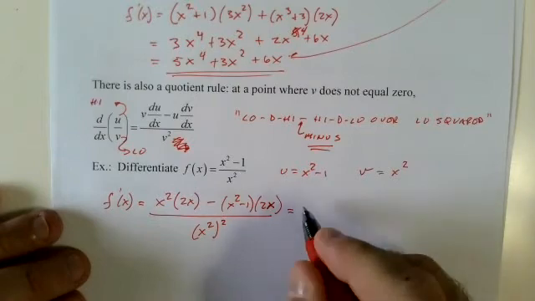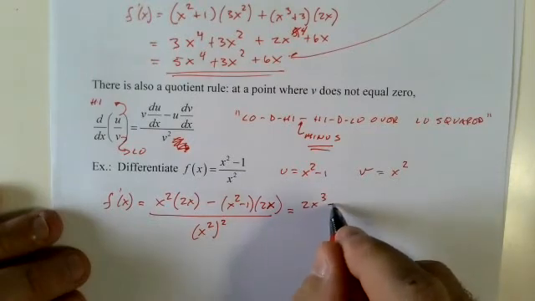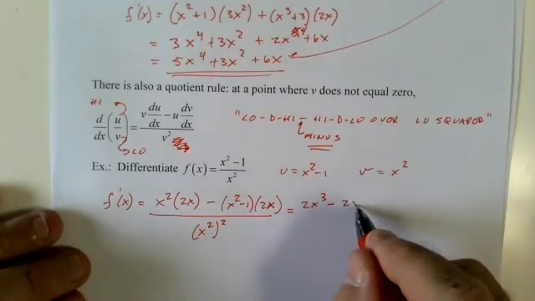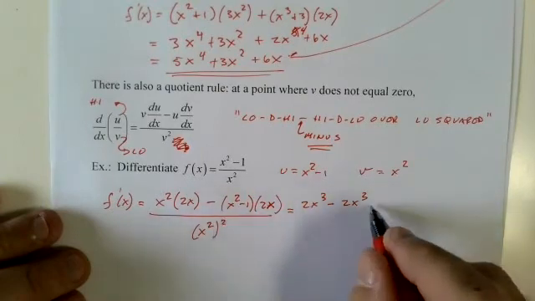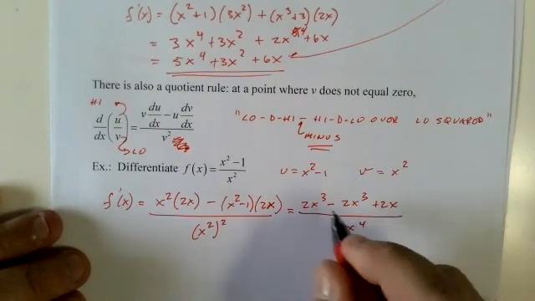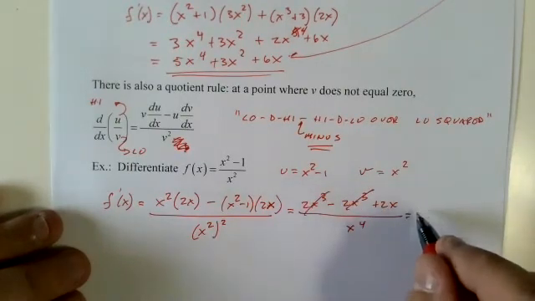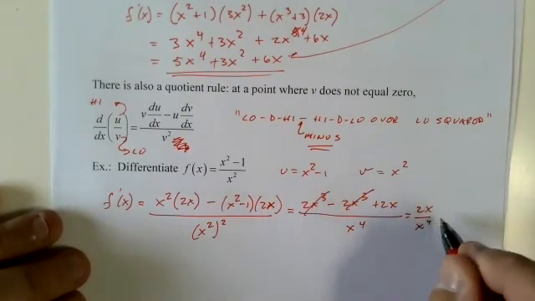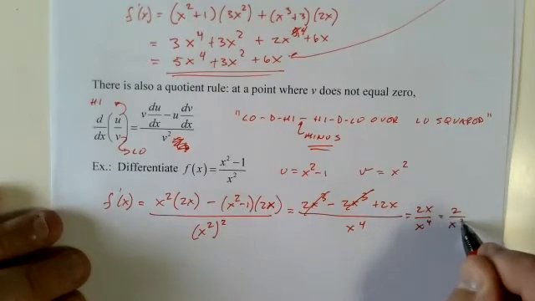Got some work to do. 2x to the 3rd minus 2x to the third minus minus plus 2x, x to the fourth, see ya, 2x over x to the fourth, 2 over x to the third.